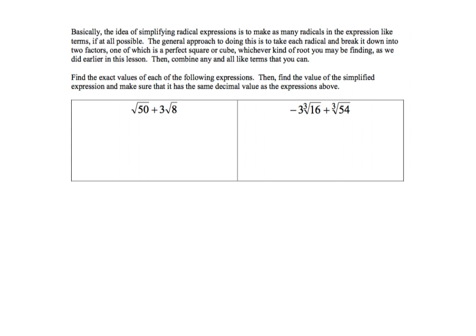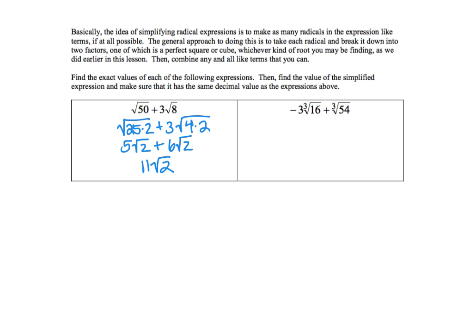So square root of 50 can be broken down into 25 times 2, plus 3, and 8 is 4 times 2. So the square root of 25 is 5. So I have 5 root 2 plus the square root of 4 is 2. So 3 times 2 is 6. So that gives me 6 square root of 2. Now these are like terms. They can be added together. 5 square root of 2 plus 6 square root of 2 is 11 square root of 2.